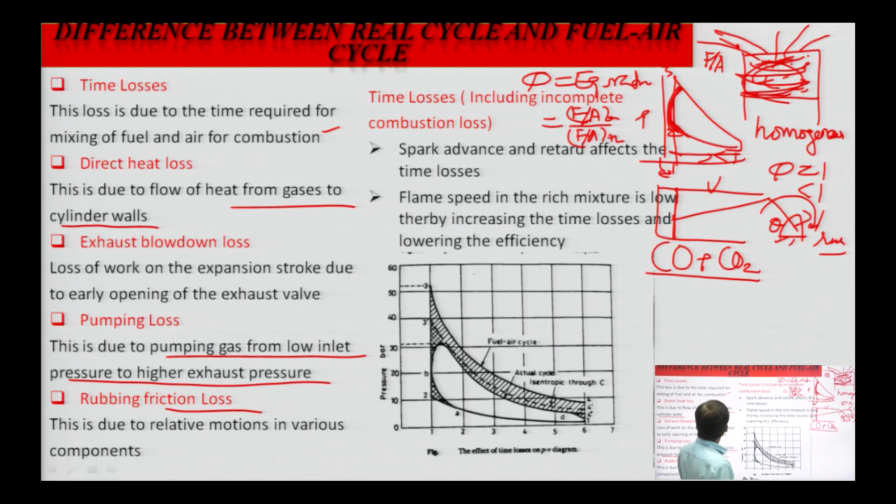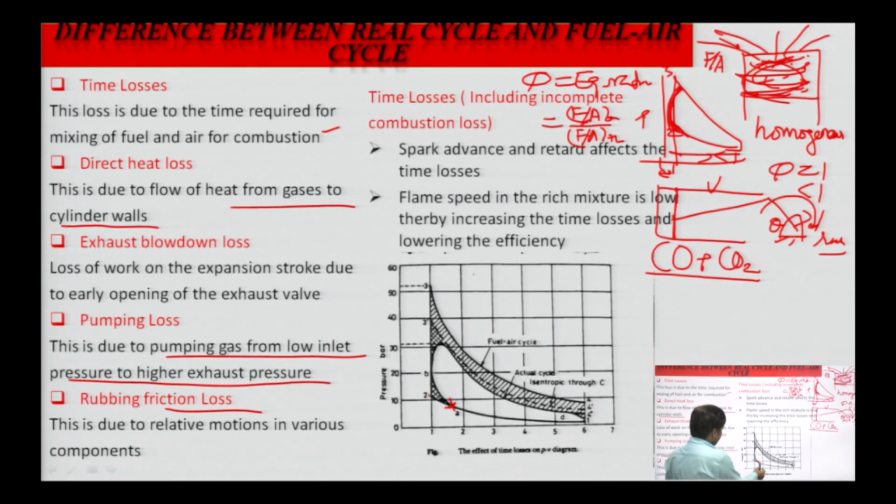Now, come to the time loss. I have already discussed the time losses, also called burning time losses. Time losses also include incomplete combustion. Spark advance and retard affect the time loss. What is spark advance? If we create a spark before top dead center, then it is spark advance, and if we create a spark after that, then it is called spark retard. So, the spark advance and retard affect the time loss.